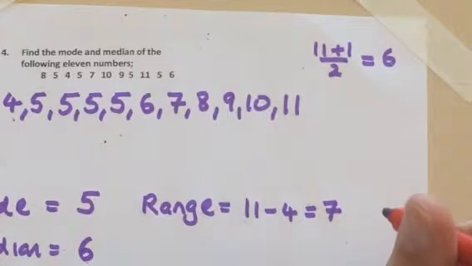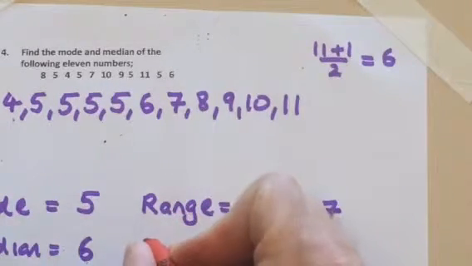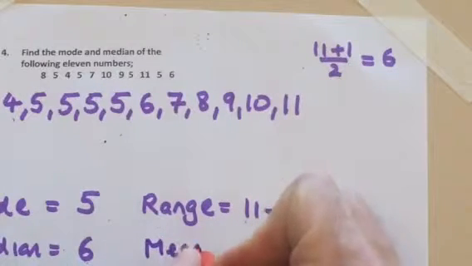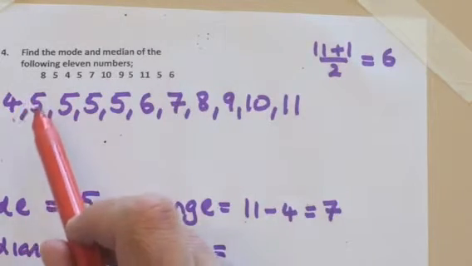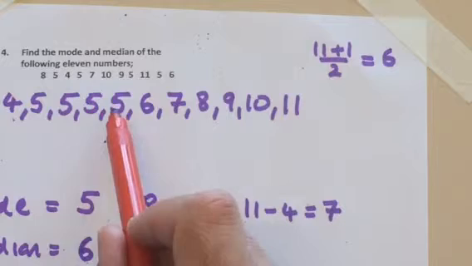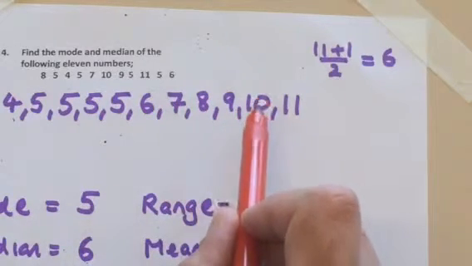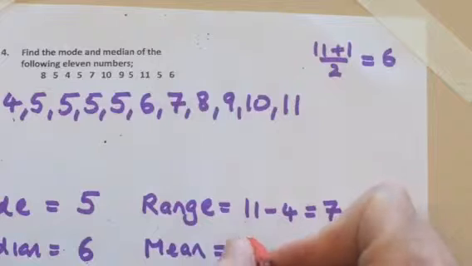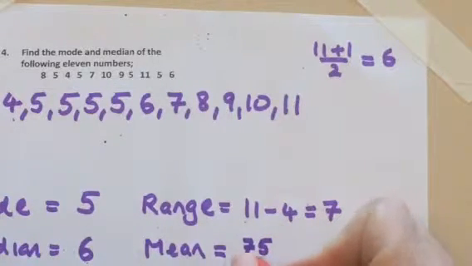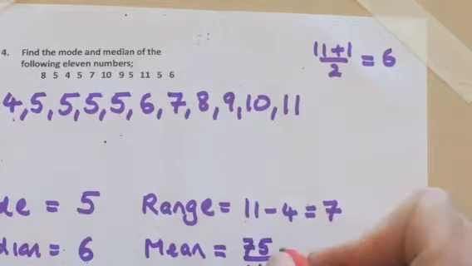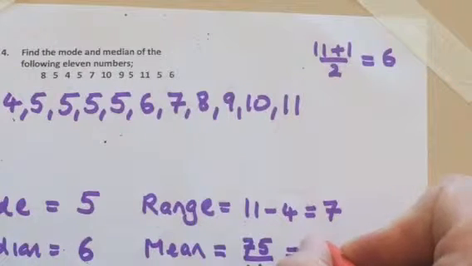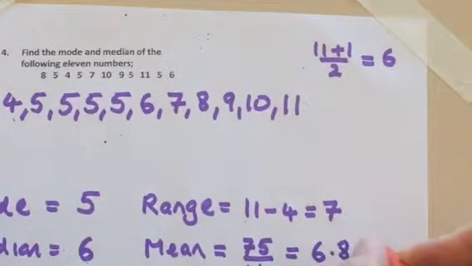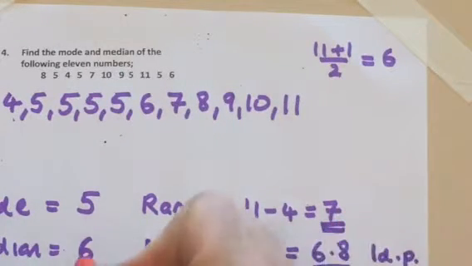Okay, we could also now work out the mean. So to work out the mean, I've got to add up all those numbers. 4, 5 is 9, 14, 19, 24, 30, 37, 45, 54, 64, 75, and divide by how many numbers there are in the list. That's 11. And that is going to be 6 and 9/11, which is 6.8 to 1 decimal place. So that's the mean. Let's underline some of these answers.